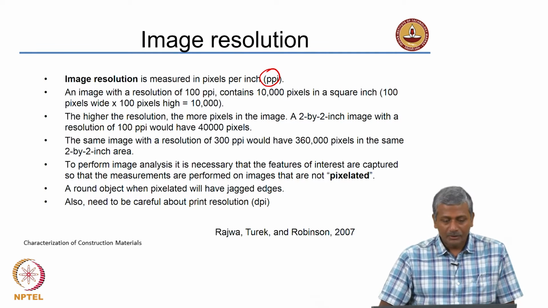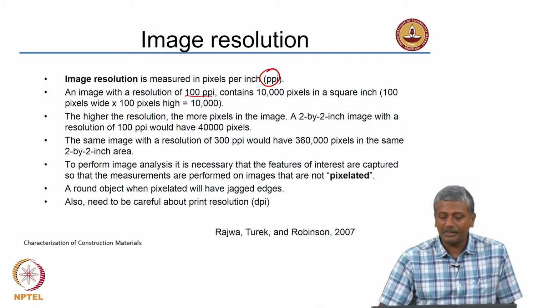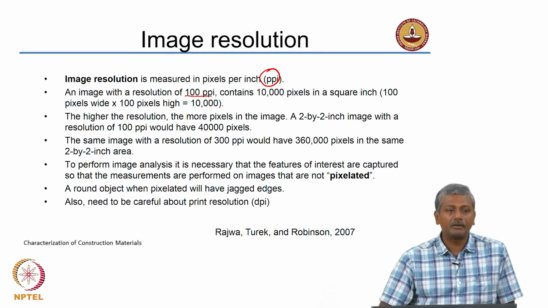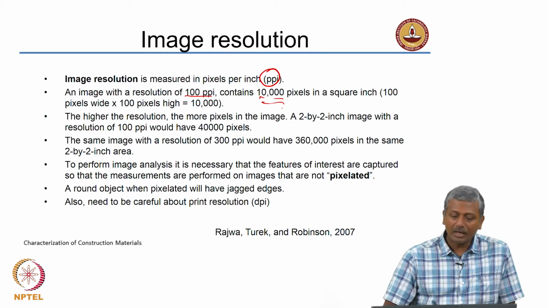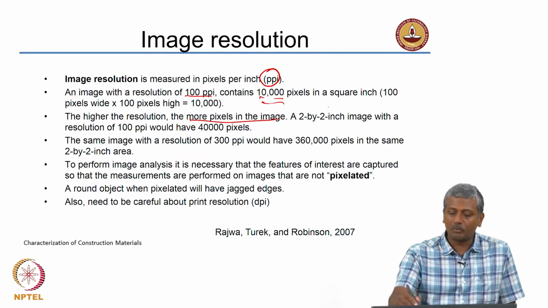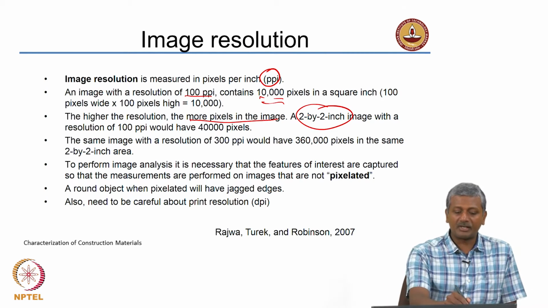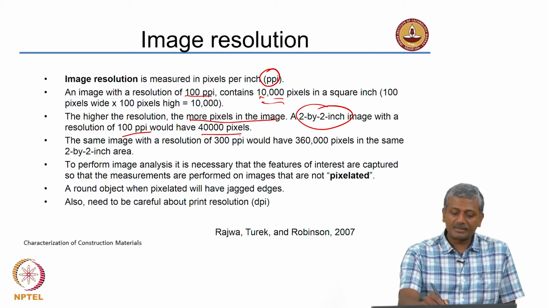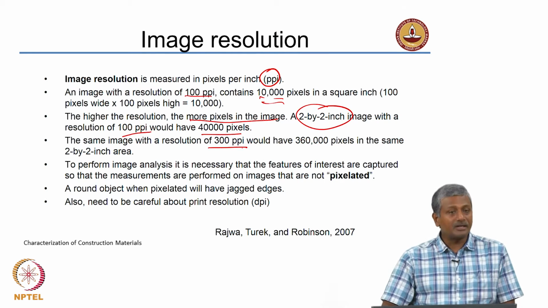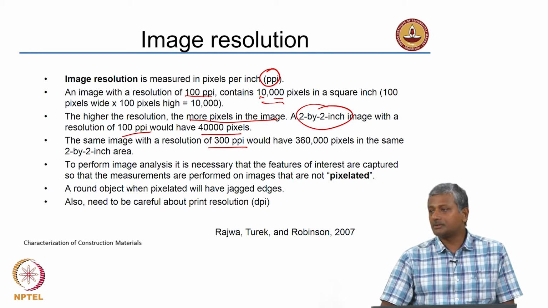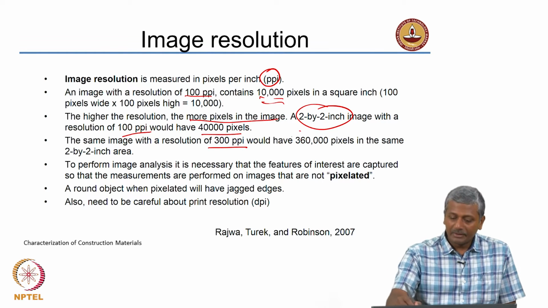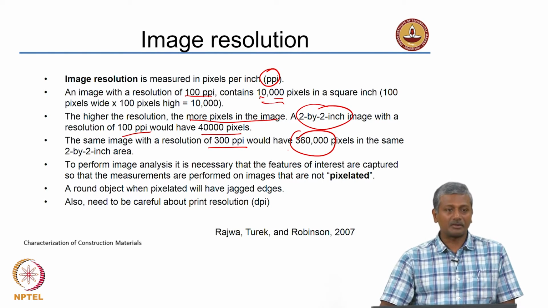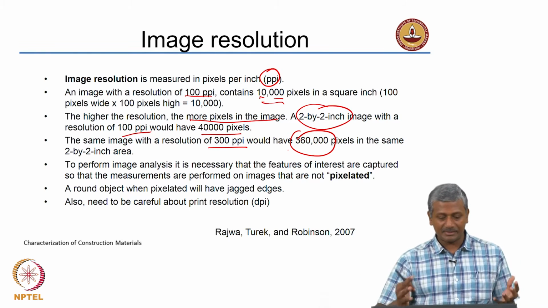But here, image resolution on the screen is measured in terms of how many pixels you have in an inch. So, an image resolution of 100 PPI means you have 100 multiplied by 100, that is 10,000 pixels in a square inch, okay. Similarly, the higher the resolution, the more pixels in the image. So, a 2 by 2 inch image with a resolution of 100 PPI means you have 40,000 pixels, okay. Again, if you increase the resolution from 100 to 300 PPI, the same 2 by 2 inch image will have 360,000 pixels in the same area. So, you are basically increasing the size.